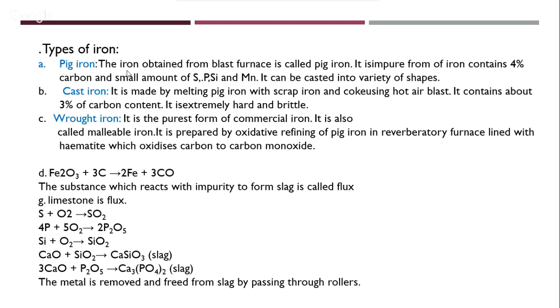From there we actually end up getting cast iron, which is basically simply you melt pig iron with some more iron in it, and use coke again. So what happens is all the impurities are reduced further, and it contains only about 3% of carbon now. It is very hard and brittle because of the presence of carbon.